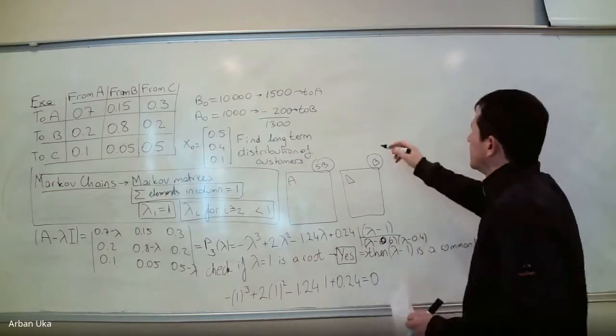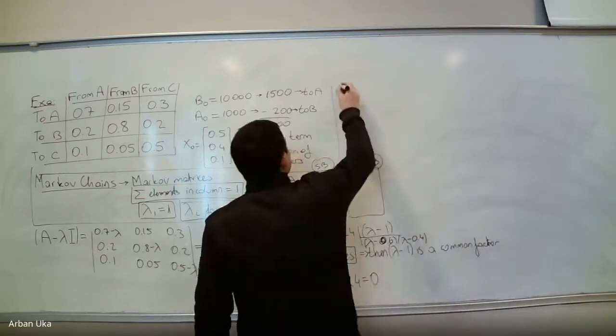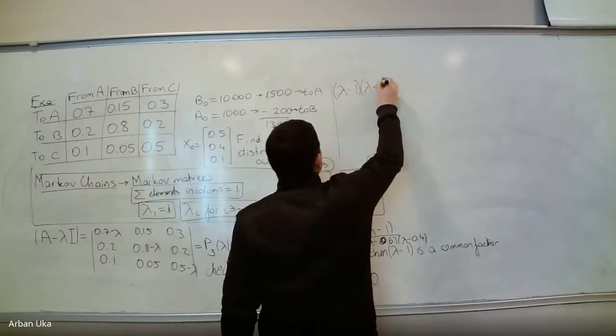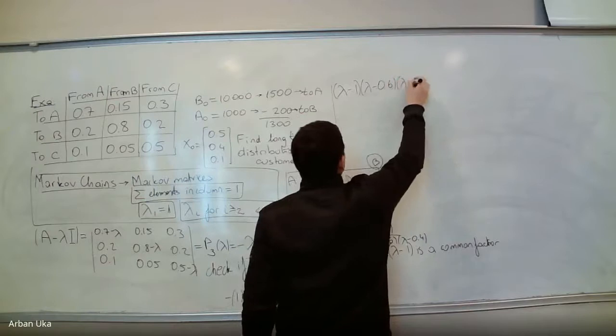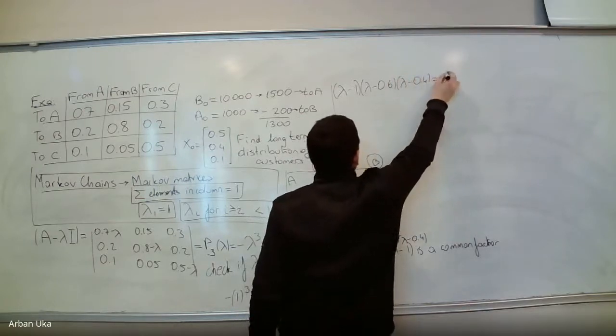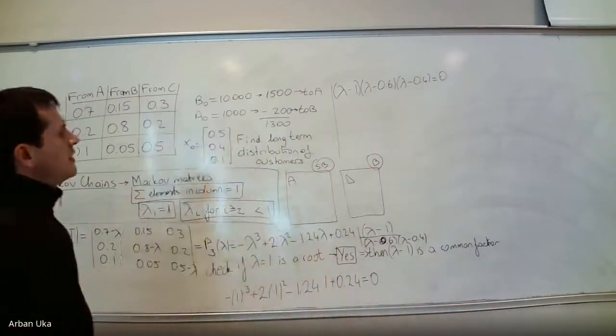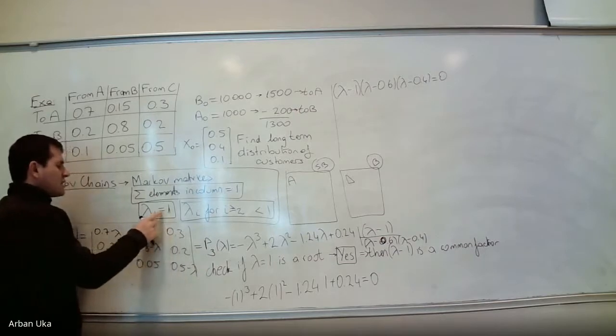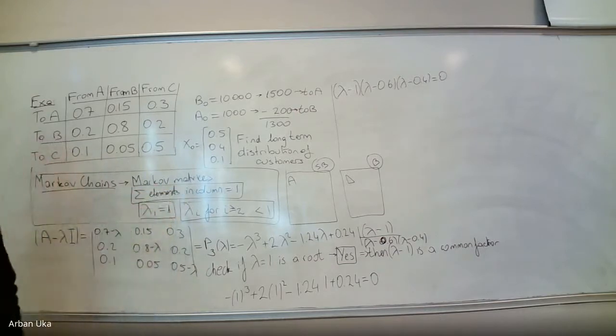This looks bad. We're going to write the complete solution here. But the polynomial is lambda minus 1 times lambda minus 0.6 times lambda minus 0.4. This is all equal to 0. So the roots, or the eigenvalues, they are 1, 0.6, and 0.4. So this theorem, which we stated initially, this holds. So this one is also true.